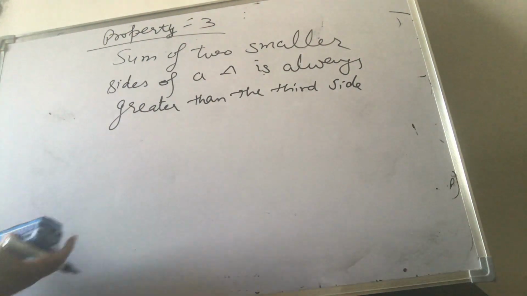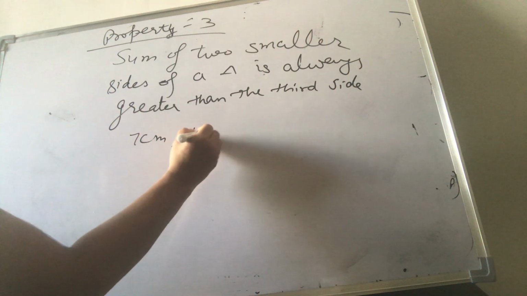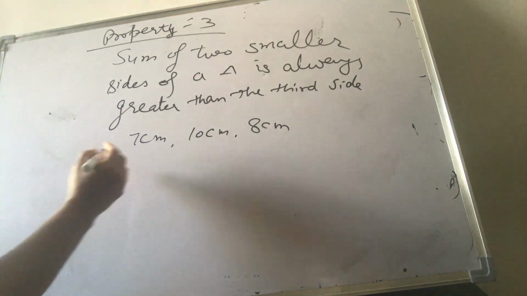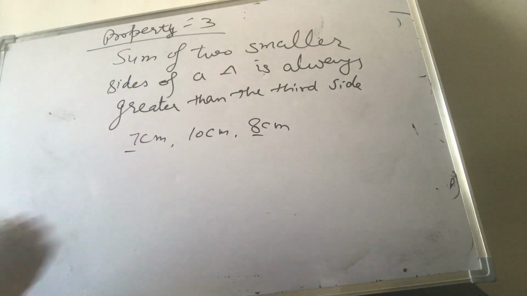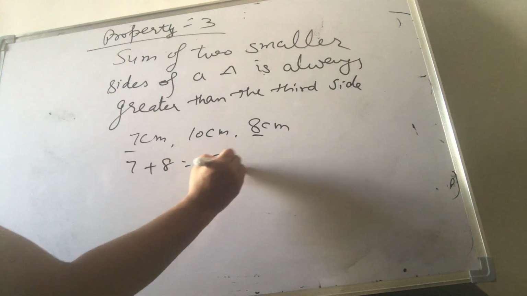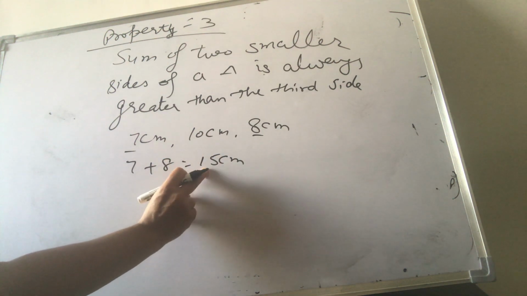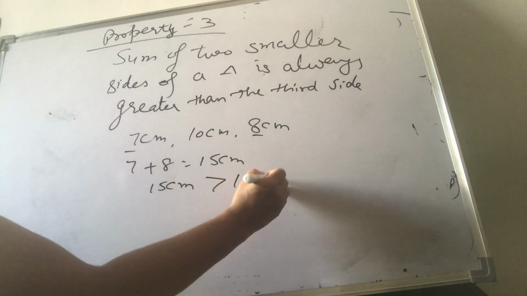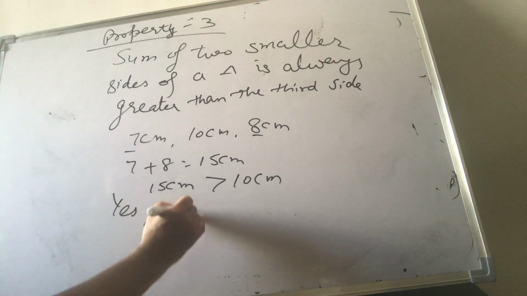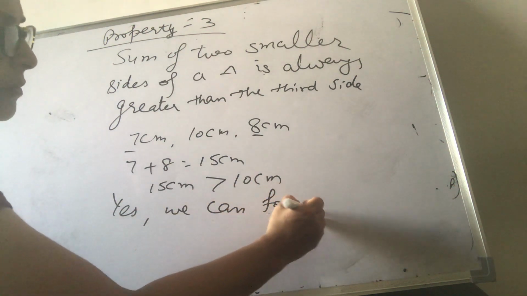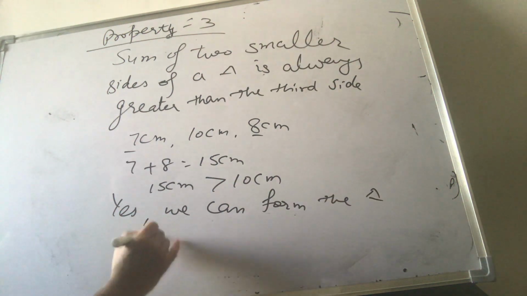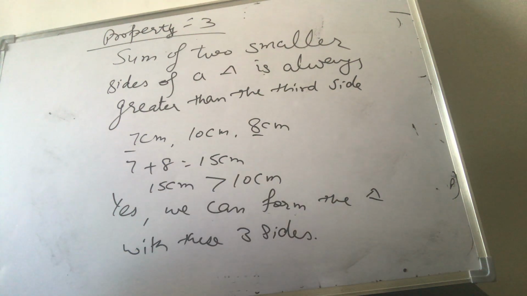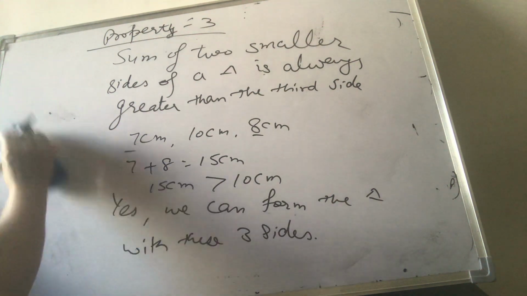Second example, suppose we are given 7 centimeter, 10 centimeter and 8 centimeter. We have to take the two smaller sides. 7 and 8 are the smaller out of these three. 7 plus 8 is 15 centimeter. Now this sum should be greater than the third side. Third side is 10. So we will write 15 centimeter is greater than 10 centimeter. We will write yes. We can form the triangle with these three sides. Is it clear to everyone?